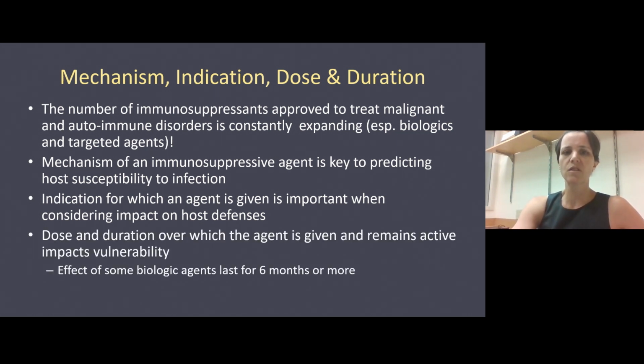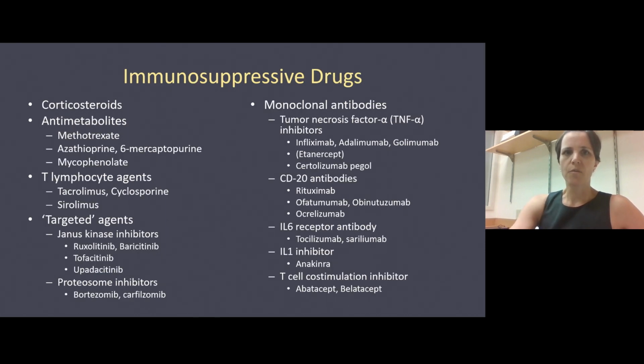And then lastly, you want to know the dose and duration over which the agent is given and how long the agent remains active, because that's going to impact your vulnerability. Some biological agents, monoclonal antibodies, are active for 6 months or more. So rituximab, for example, in my simplistic terms, once somebody gets a dose, I start the clock and say 6 months, they are vulnerable after that. Whereas eculizumab, the drug I was just talking about, has a shorter half-life and a shorter impact on the immune system. So after a few months from the last dose of eculizumab, the person's meningococcal risk will fall back down to normal.